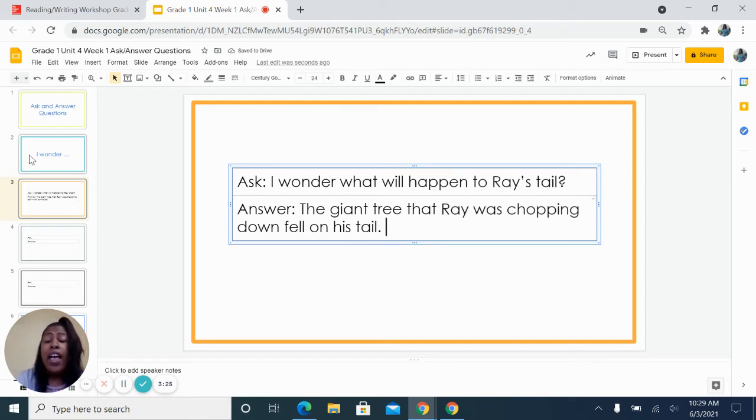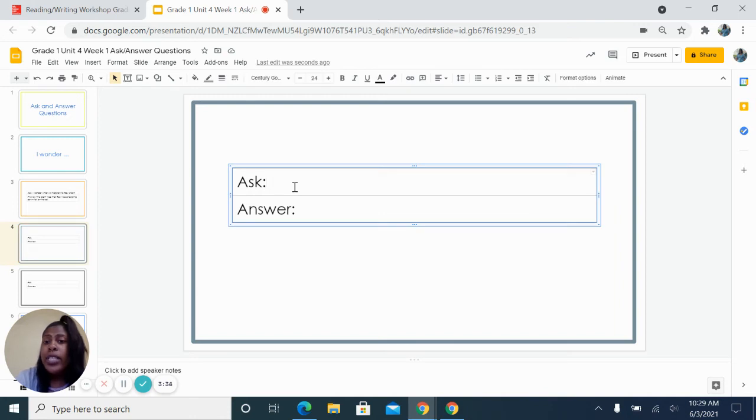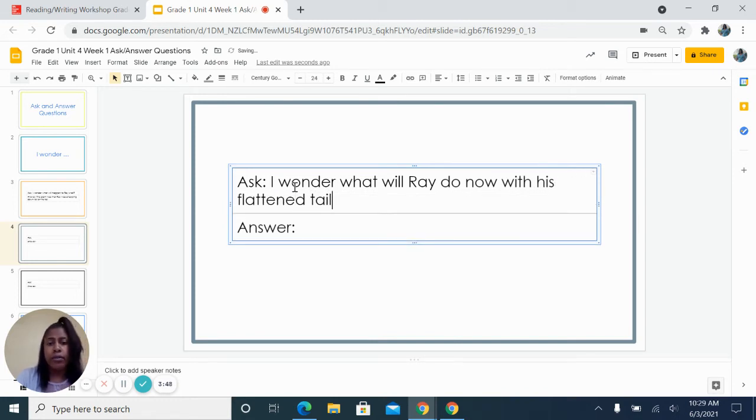You know what? That makes me wonder, what will Ray do now with his tail? Because guess what? It was flattened by the tree. I wonder, what will Ray do now with his flattened tail? Let's keep reading. I think we're going to discover another answer.